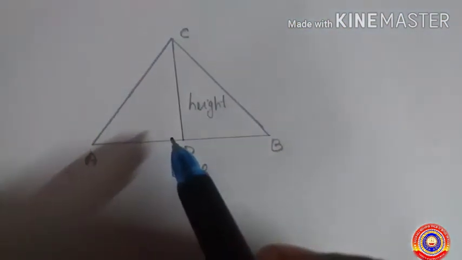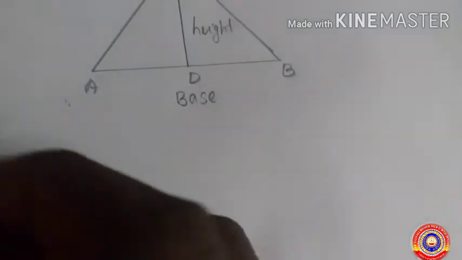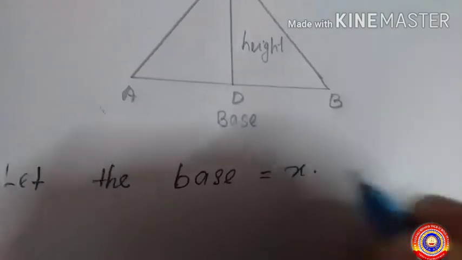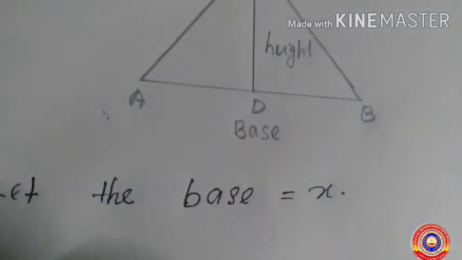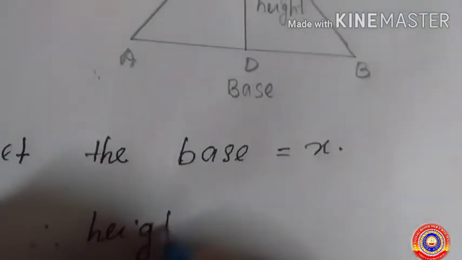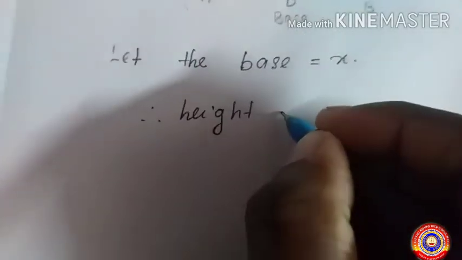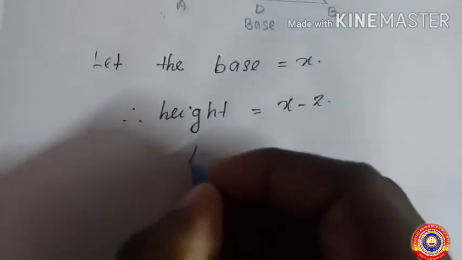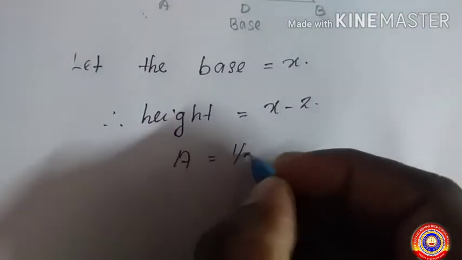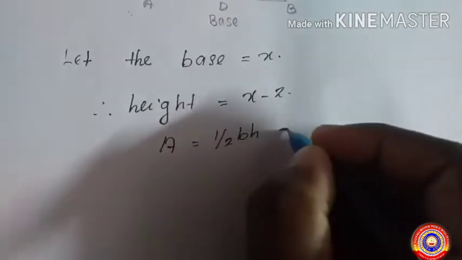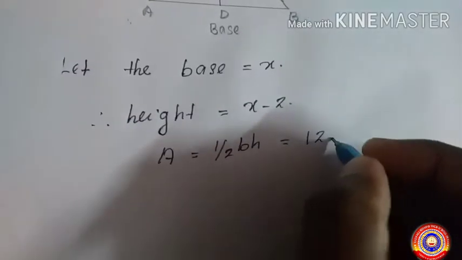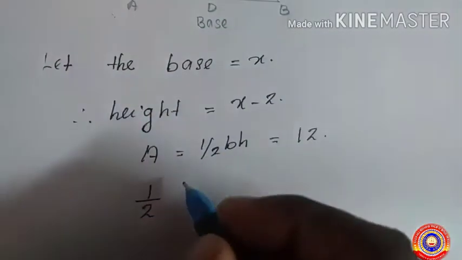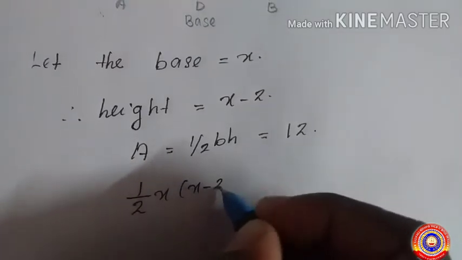ABC is an isosceles triangle with base AB and height AD. Let the base equal x. Then what about its height? Yes, height is 2 less than the base, so it is equal to x minus 2. Area equal to half into b into h equal to 12. So half into base x into x minus 2 equal to 12.